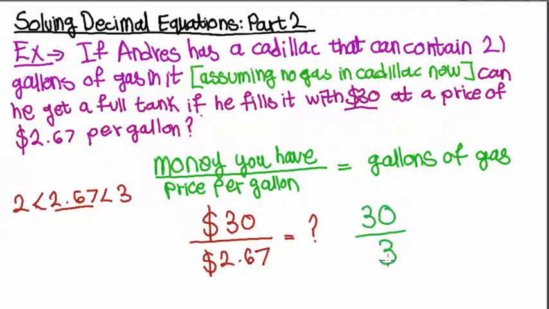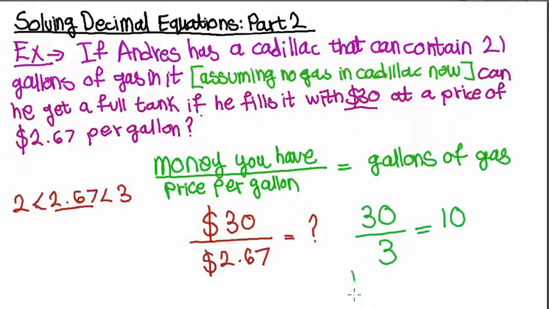And when I do 30 divided by 3, that is an easy problem to evaluate because that gives me a whole integer of 10. So I know that with $2.67 per gallon as the price of gas and having $30 to spend, Andres will be able to buy about 10 gallons of gas. It's not exactly 10 gallons, he'll be able to buy a little bit more than that, but it won't be anywhere near the 21 gallons that his Cadillac can contain.